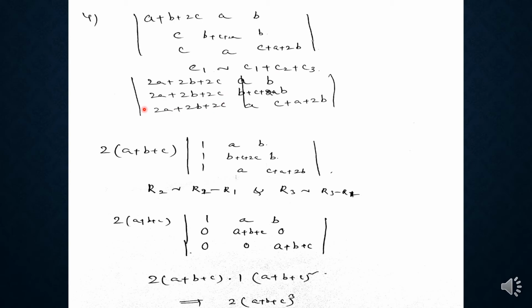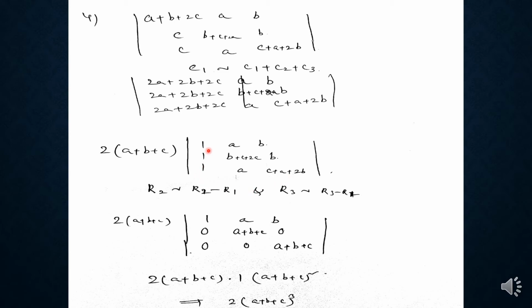So here by taking 2A plus 2B plus 2C as common, 2 into A plus B plus C into 1, 1, 1, A, B, B plus C plus 2A, B, A, C plus A plus 2B. So that is 2 into A plus B plus C into 1, 1, 1, A, B, B plus C plus 2A, B, A, C plus A plus 2B.